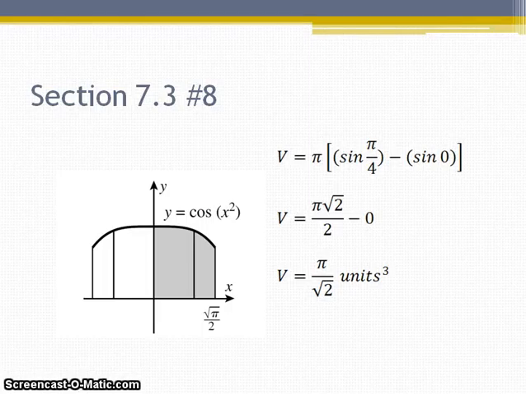Sine pi over 4 equals square root of 2 over 2, and sine 0 equals 0. So volume equals pi times square root of 2 over 2 minus 0. So the final answer is volume equals pi over square root of 2 units cubed.